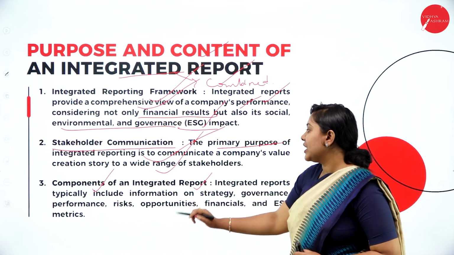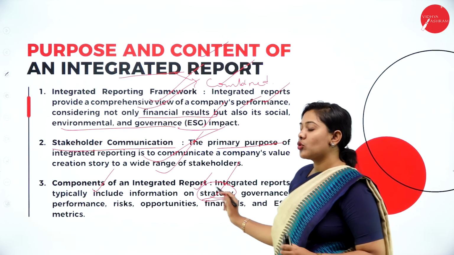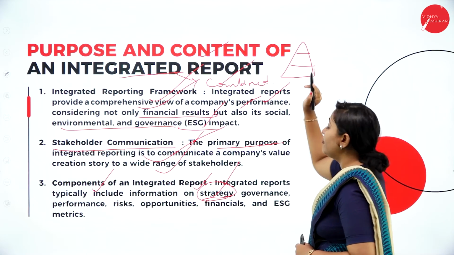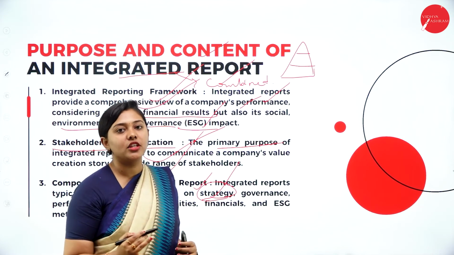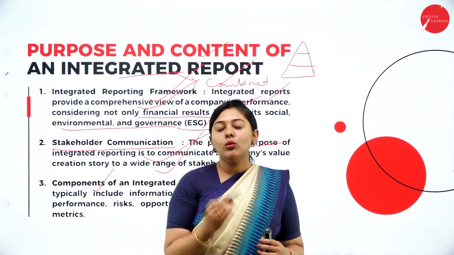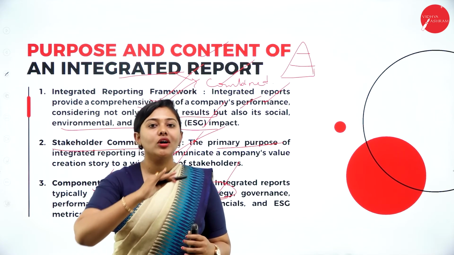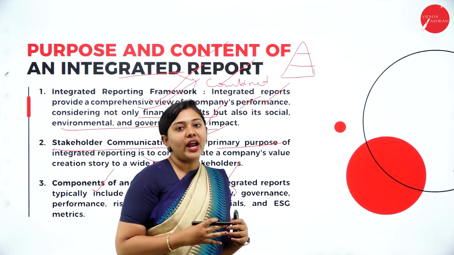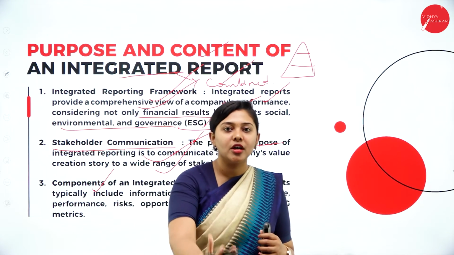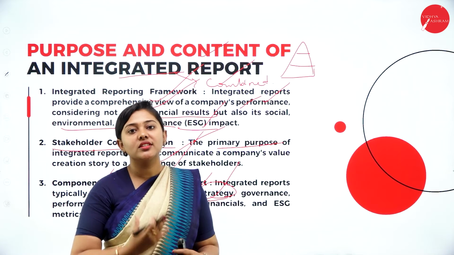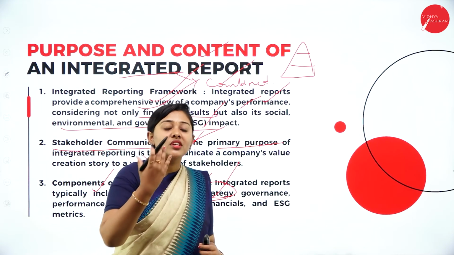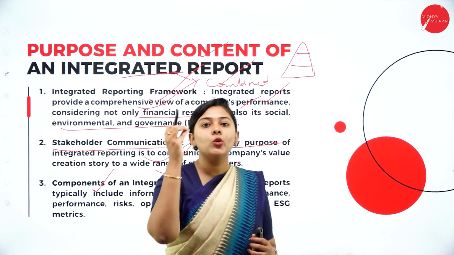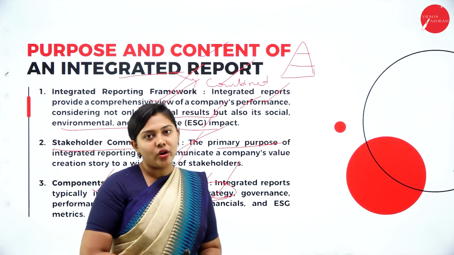Moving forward, the next point is components of an integrated report. An integrated report typically includes information on strategy. So we have 3 levels. What are the 3 levels? Corporate level, business level and functional level. Top level executives such as the CEO, the CFO, the board of directors all belong to the corporate level. So they develop the strategy. What kind of strategy? They use amalgamation, mergers, turnaround strategy, different integration strategies. All these are the strategies they develop in order to achieve the vision, mission and objectives of the organization.